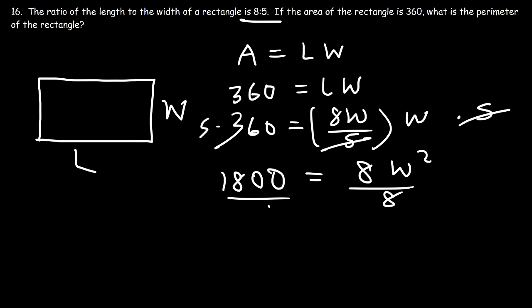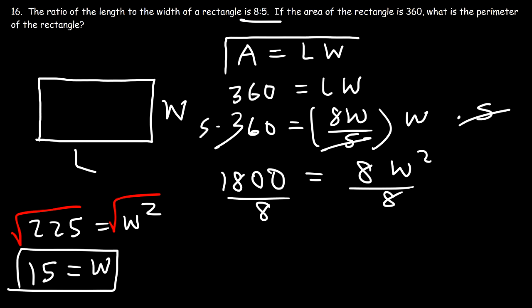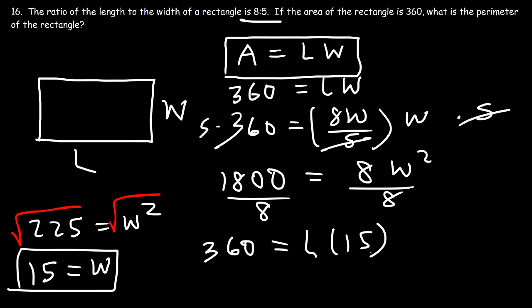Now let's divide both sides by 8. 1800 divided by 8 is 225. And now let's take the square root of both sides. The square root of 225 is 15. So W is 15. Now let's use this equation to calculate the value of L. So the area is 360 and W is 15. So L, the length of the rectangle, is 360 divided by 15, which is 24.